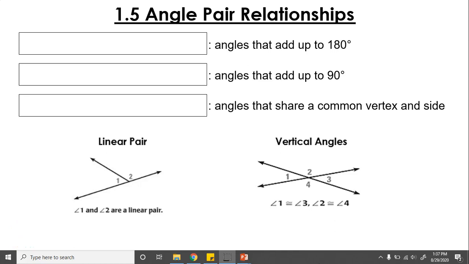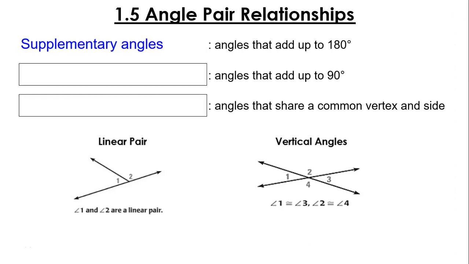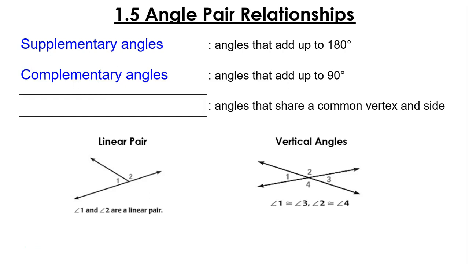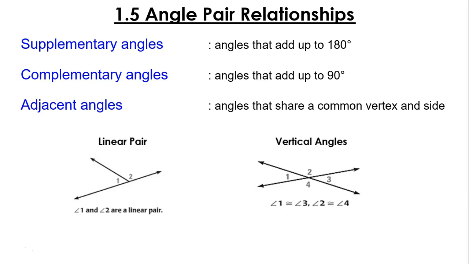Today's lesson is 1.5 angle pair relationships. The first vocab term we need to talk about is supplementary. Supplementary are angles that add up to be 180 degrees. Complementary angles are angles that add up to be 90 degrees. And then we also have adjacent angles, and those are angles that share a common vertex and a common side.